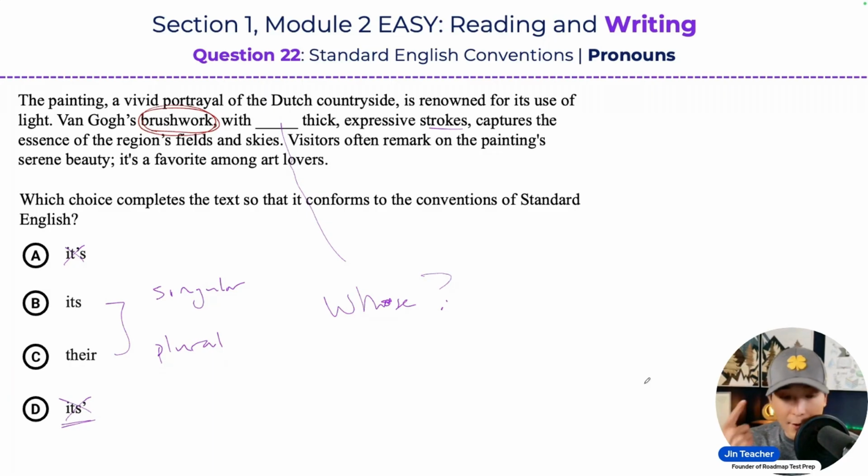So it's going to be Van Gogh's brushwork strokes, right? That's going to be the noun that this pronoun refers to. And notice the brushwork is singular, so because the brushwork is singular, we want to use a singular pronoun, not the plural pronoun. So we can cross out C because it should be singular, not plural possessive. And so this is why B would be the correct answer for this question.